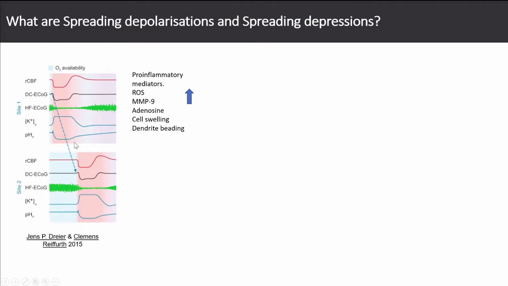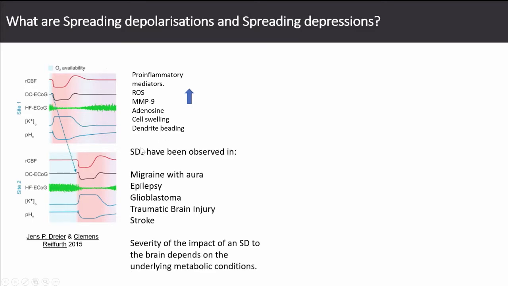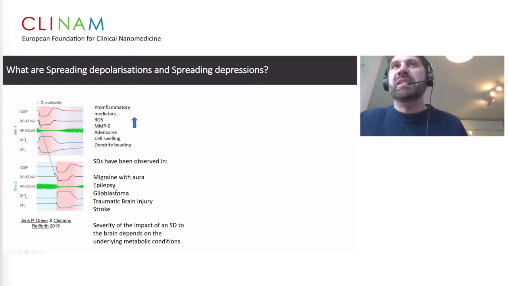These are not good things for the brain. When they happen, there's a large amount of pro-inflammatory mediators released, reactive oxygen species. You get activation of proteins and enzymes that can break down the blood-brain barrier. And you get quite a lot of cell swelling or even dendritic bleeding. These spreading depolarizations have been observed, when you've got the right technology to look at them, in multiple neurological diseases.